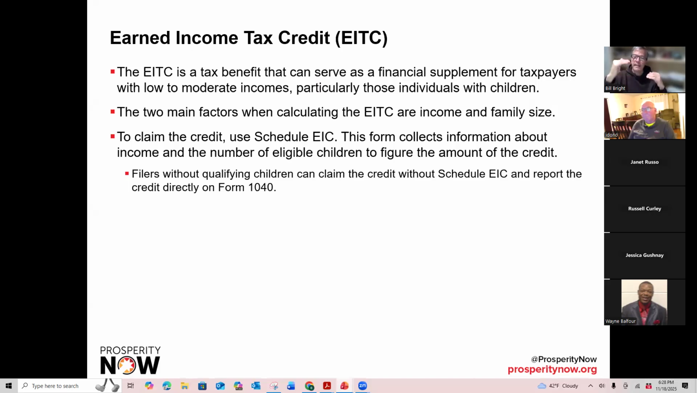And again, the whole idea is it helps adjust that family income to a level of reality that they can support themselves. Once you're claiming EIC, you need to fill out the schedule, and we'll go through all that. It collects a lot of different information. There's a lot of due diligence involved with EITC.